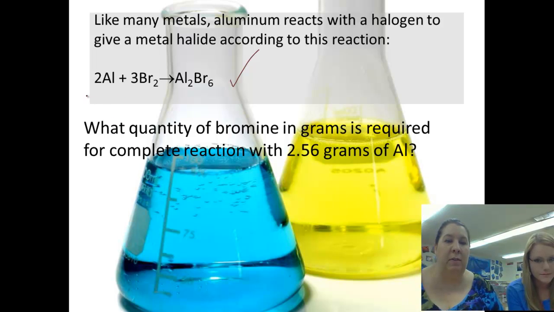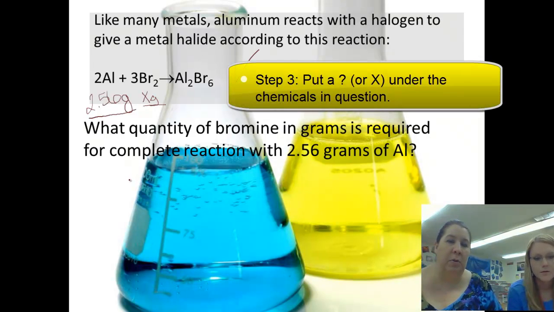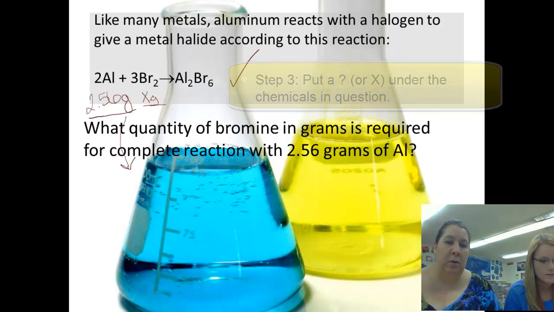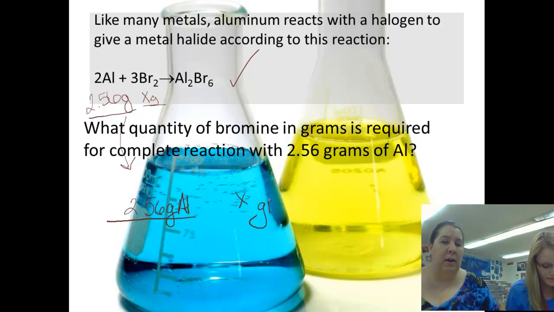But we know we're starting with 2.56 grams of aluminum. I've got to turn my little pad here so I'm in the same direction as the screen. And we want to know how much bromine in grams that's going to be. So I'm going to move this down here so that I have room to write. So I have my 2.56 grams of aluminum. And then the other part of my proportion was my X, and it's grams of bromine that we're trying to figure out.